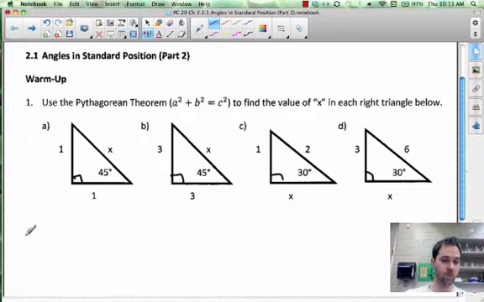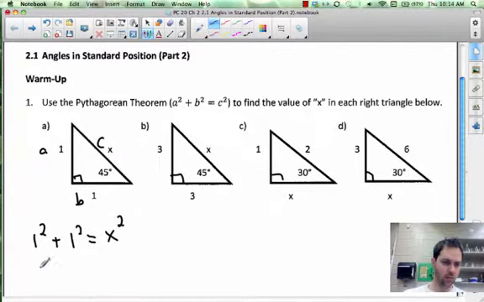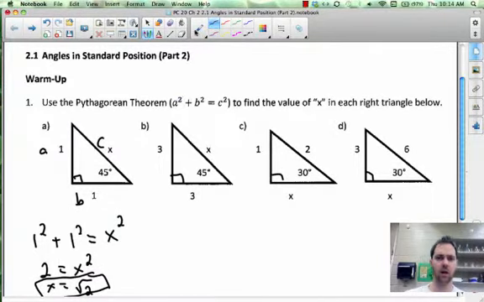So the first one, we have side A, side B, and side C, we'll call it. So we go 1 squared plus 1 squared equals x squared. So this is 1 plus 1, which is 2, equals x squared, and x equals root 2. Okay, so that was pretty quick. Now I'll show you how it could easily have been simplified.